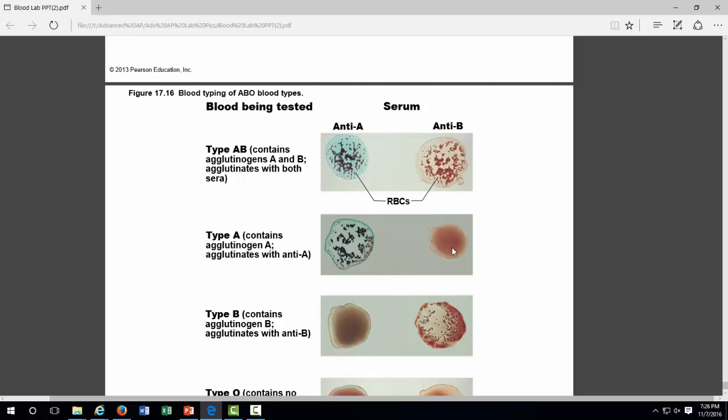This is what no clumping looks like. This is what clumping looks like. So this is no clumping. We can just see a nice even liquid of blood. So this is clumping and this is clumping.